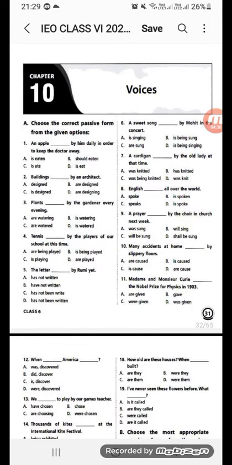Now, rule number 3: the verb in active voice takes its past participle form in the passive voice. Like, the postman delivers our letters. The sentence is in active voice, and if we change this sentence into passive, it will be: our letters are delivered by the postman.